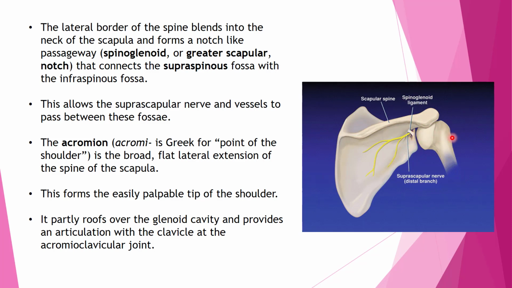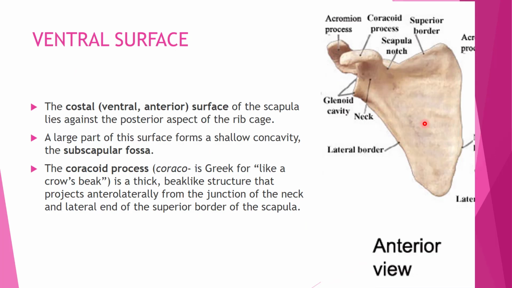It partly roofs over the glenoid cavity and it provides an articulation with the clavicle at the acromioclavicular joint. Remember this thing we have discussed in the clavicle also, that clavicle is articulating with the acromion process of the scapula to form the acromioclavicular joint, which is a plain variety of the synovial joint. So remember all these structures.